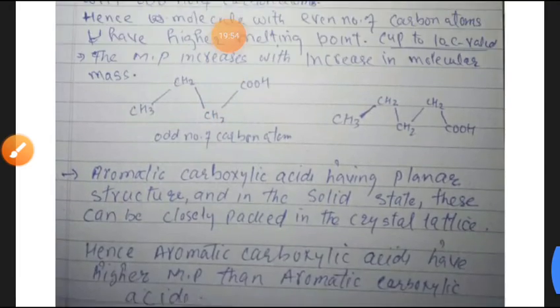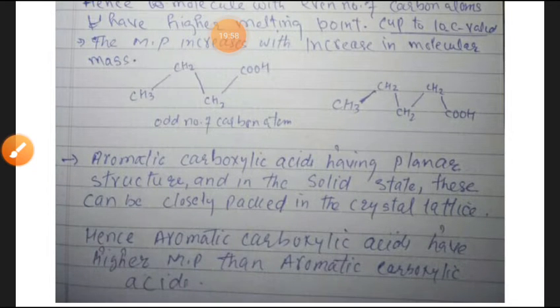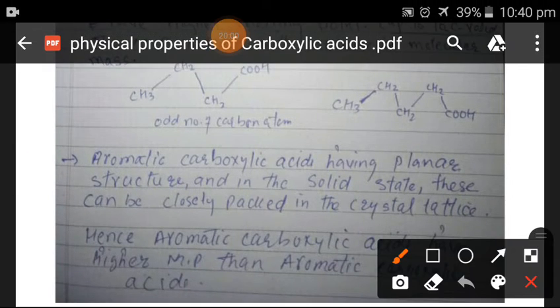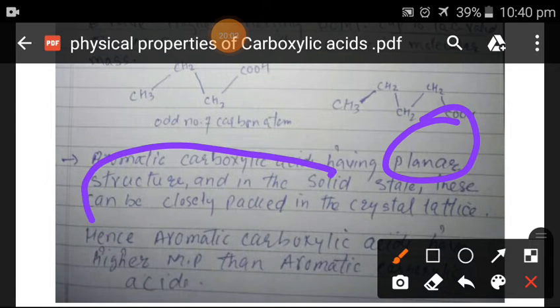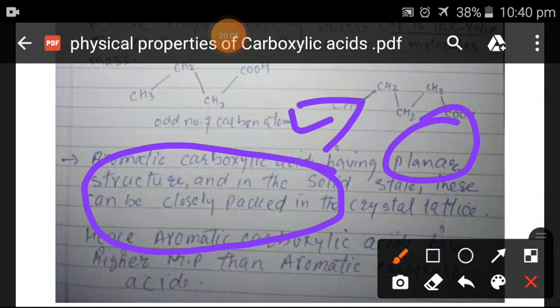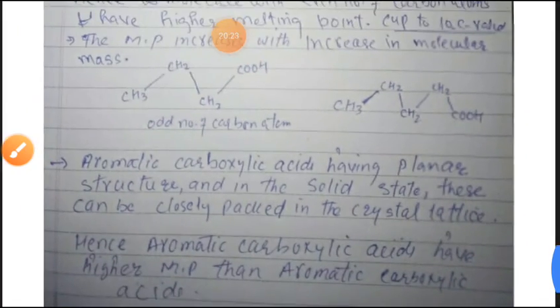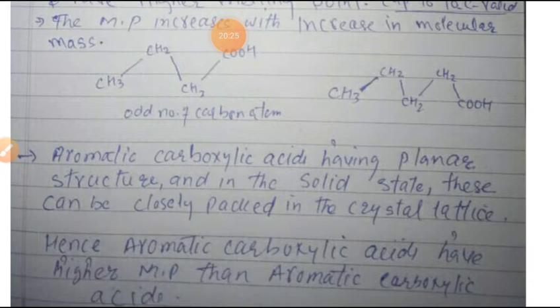Clear? Similarly, aromatic benzoic acid, for example, has a planar structure, so they form close packed structures, and so they get fit in the crystal lattice. Because of planar nature, they get fit into the crystal lattice, so that is why they have a higher melting point as compared to the aliphatic carboxylic acids. So in a nutshell, we can say that the more efficient the close packing, the higher is the melting point.